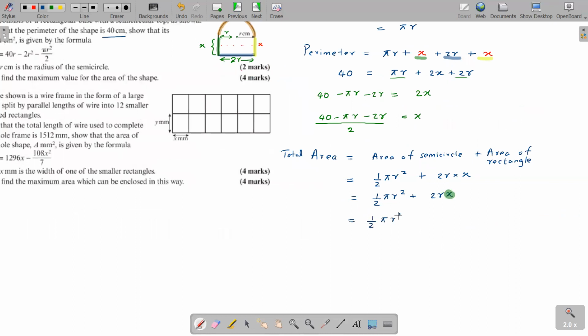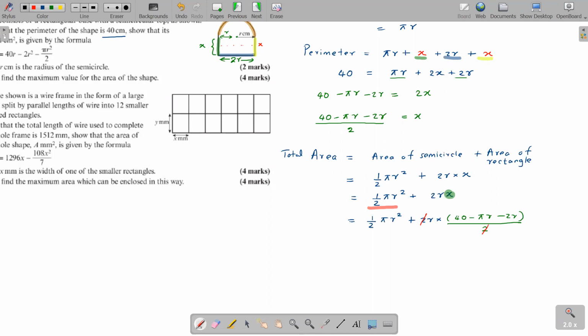Half pi r square plus 2r times x is 40 minus pi r minus 2r divided by 2. So then we can cancel off 2 and 2. Do you agree? We can cancel out 2 and 2 here, because this is one term. Be careful. You must understand this is one term and this is the other term. Remember, there are two separate terms here.